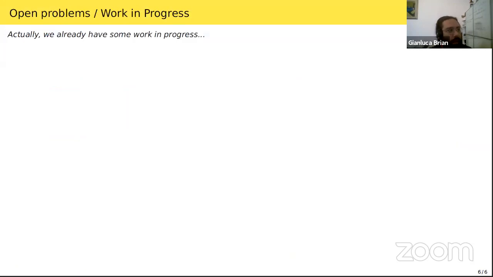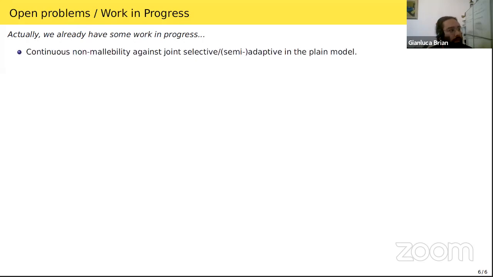And finally, we leave some open problems. We are actually working on these open problems. We have a submission in TCC 2020. The first open problem is to achieve continuous non-malleability rather than p-time non-malleability, and this kind of security against joint leakage and tampering attacks in the plain model. And the second open problem is to achieve optimal rate. We are actually able to improve the rate, but at the moment, optimal rate is still an open problem.